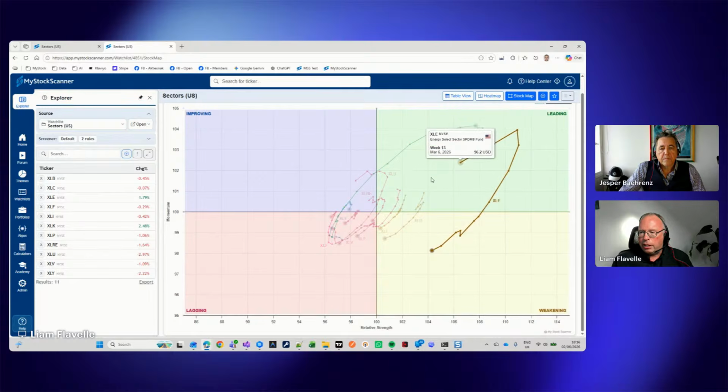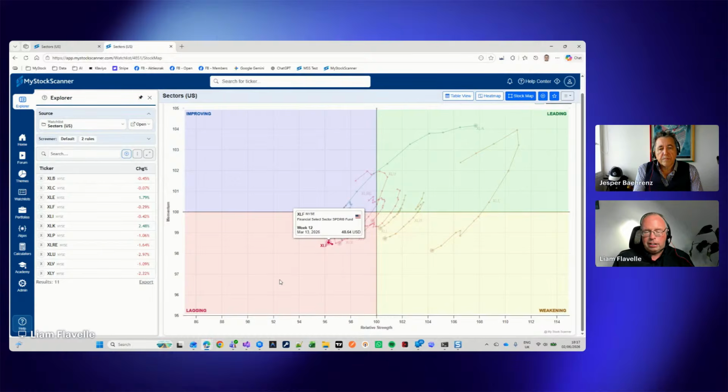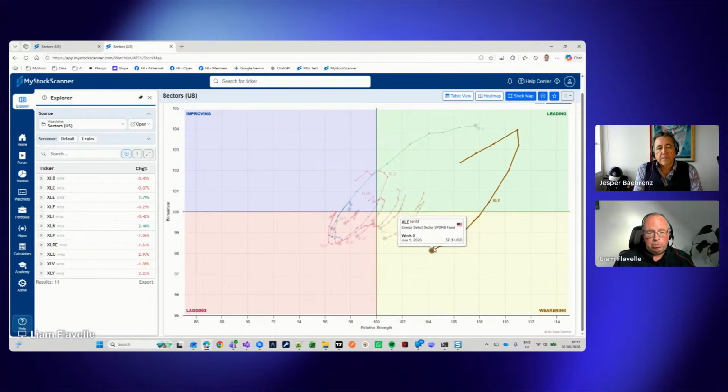If something's over here, it's moving faster than the benchmark and it's got better pricing power than the benchmark. If it's over here, the momentum's behind it, but it's not quite got that pricing power yet. And the reverse comes in here. If it's over in the lagging, the benchmark is just outweighing it completely. The weakening means it could be going down into the lagging, in which case be really careful. And it may be, as I say, an indicator that we want to come out.